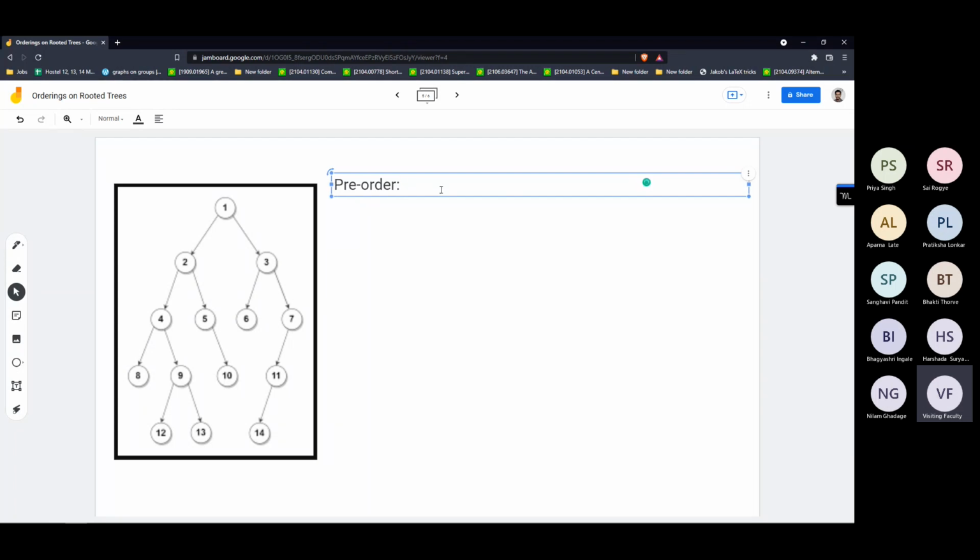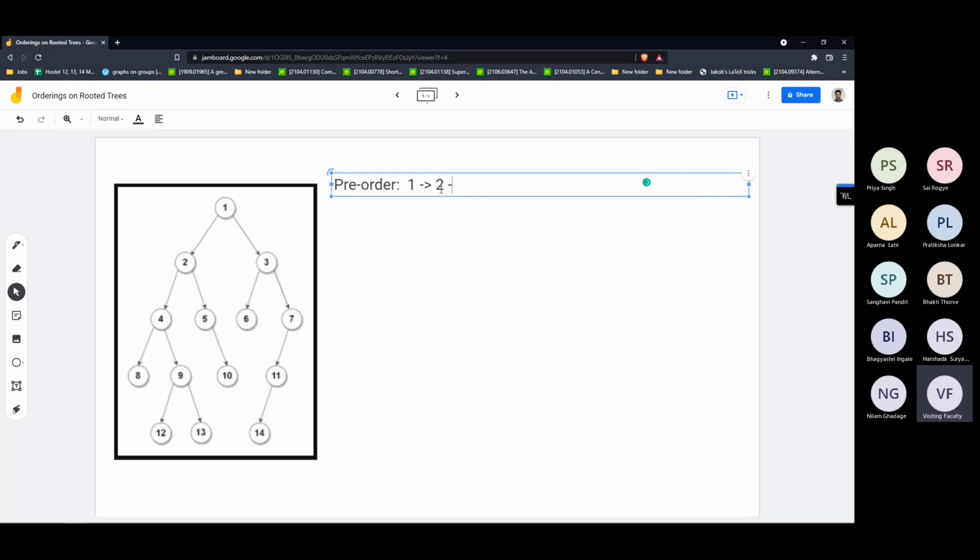So pre-order. I'll start with the rule. The rule is root, left subtree, right subtree. So first I have to write the root anyway. The root is 1. Then I go to the left subtree of 1, its root is 2. So in that subtree the root is 2, so I'll write 2.